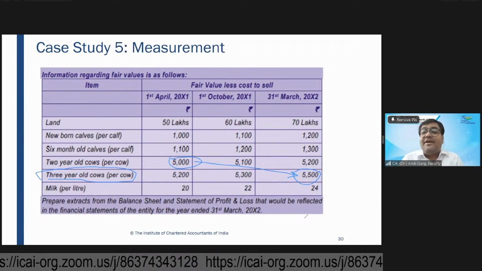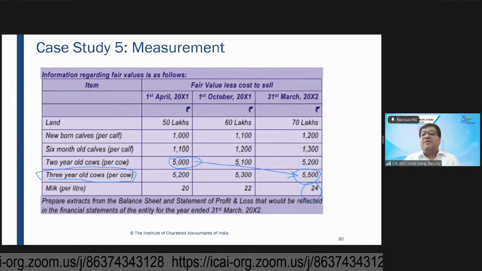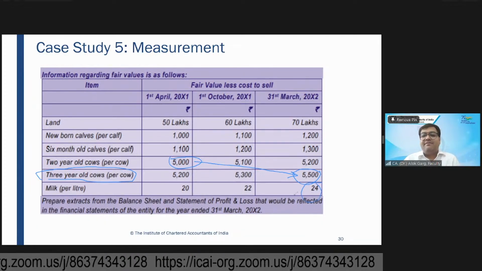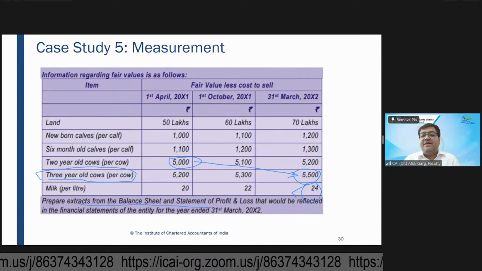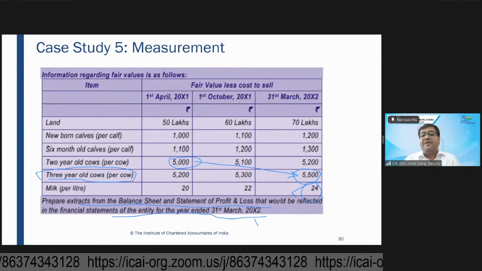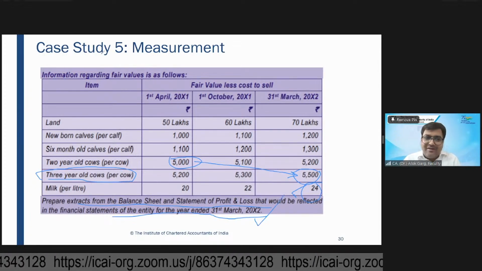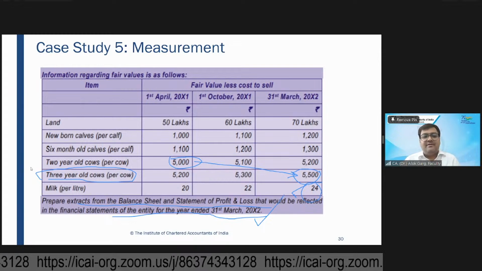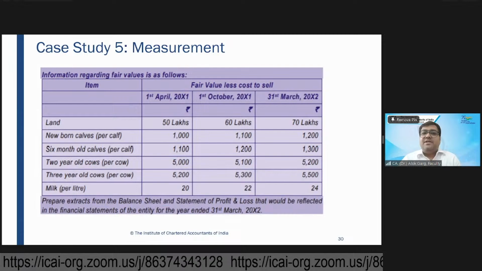There was an inventory of milk also, and the closing fair value of the milk is given. NRV is given, which is 24. You are required to prepare the extract from the balance sheet and P&L that would be reflected in the financial statement of the entity for the year ended 31st March 20x2. Is the question clear or not clear? Please tell me. Viraj, Rahul, Divya, Abrikesh, Rajiv, is the question clear?